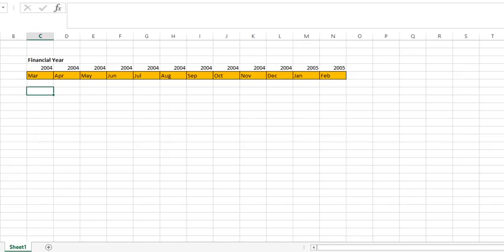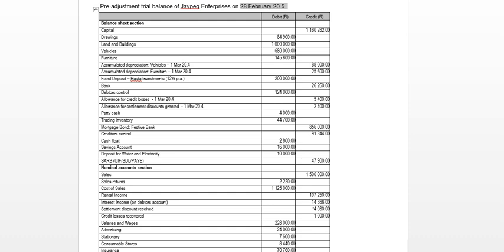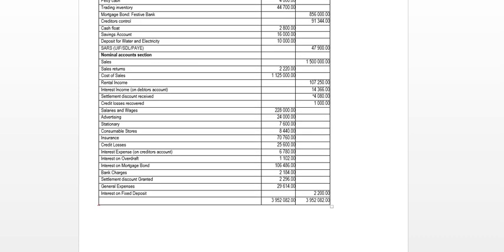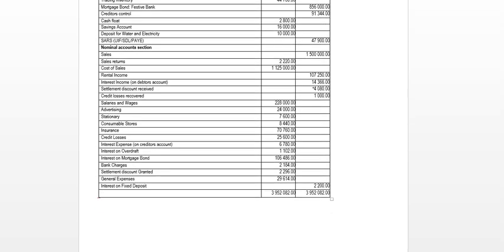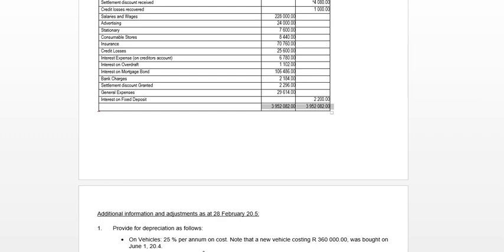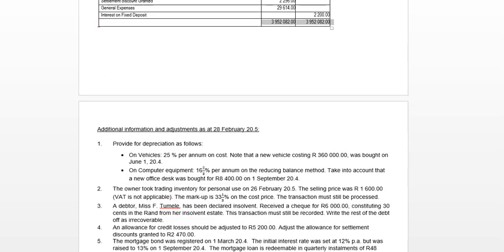So the first thing that you always do is you need to draw your timeline. So our financial year is from the 1st of March 2004 and it ends on the 28th of Feb 2005. So what were our balances? So we had our capital, drawings, our other assets and liability accounts. We've got our nominal accounts, which is your income and sales. And you can see here that your debit and credit does equal. Okay, so that's your double entry system. For every transaction, there is a debit and a credit side.